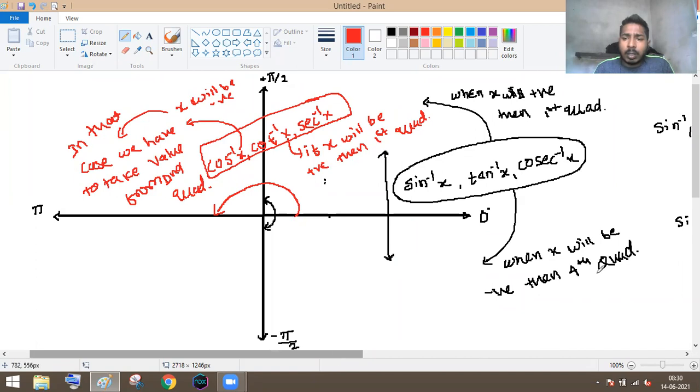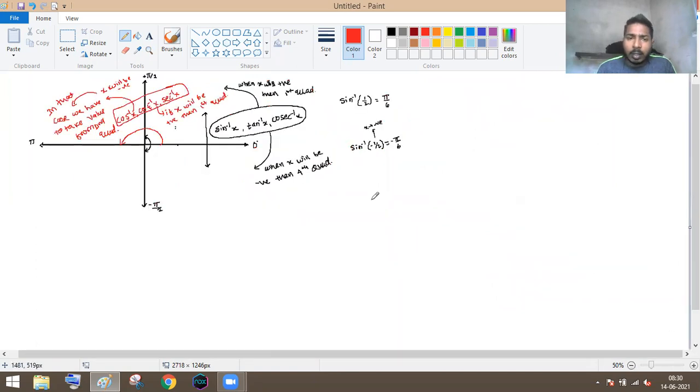So if I ask you what will be the value of cos inverse 1 by root 2, here x is positive. And for that, we have to look at the first quadrant angle. The angle of the first quadrant lies from 0 to 90 degrees. That's why cos inverse 1 by root 2 will be 45 degrees.